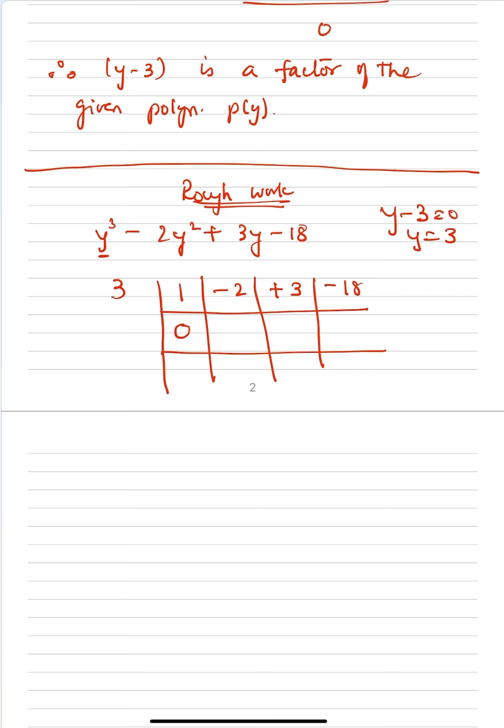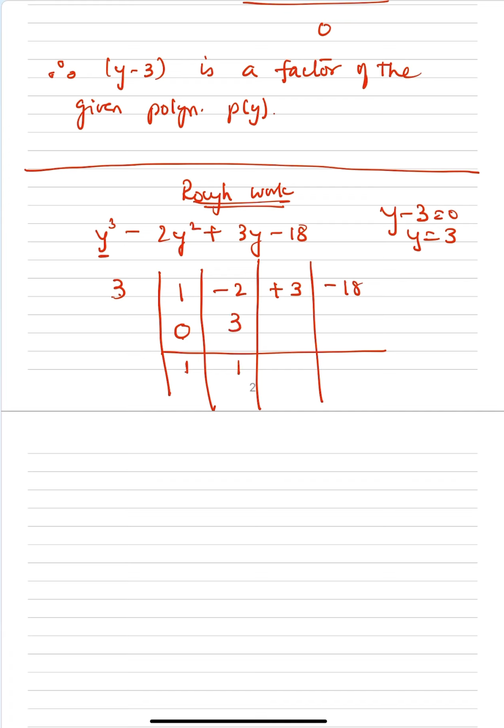Every time you need to put 0 here. Now you will get 1. 1 times 3 is 3, correct? 3 minus 2 is 1. Here you don't have to change the signs. 1 times 3 is 3. Again 3 plus 3 is 6. 6 times 3 is 18. This is plus 18, and this is minus 18. So 0.